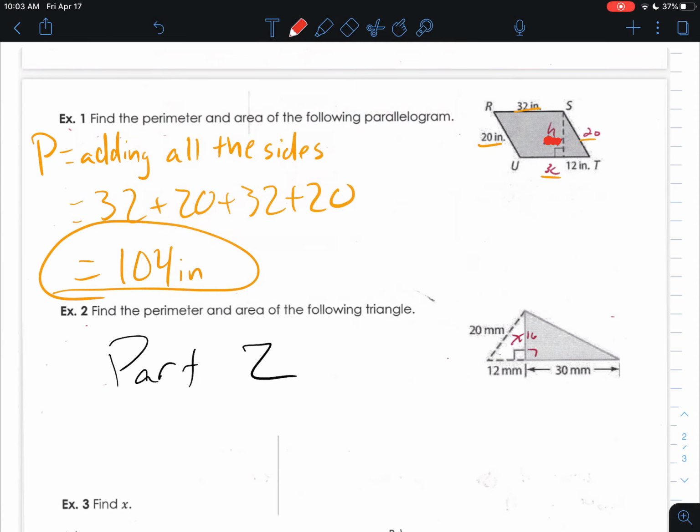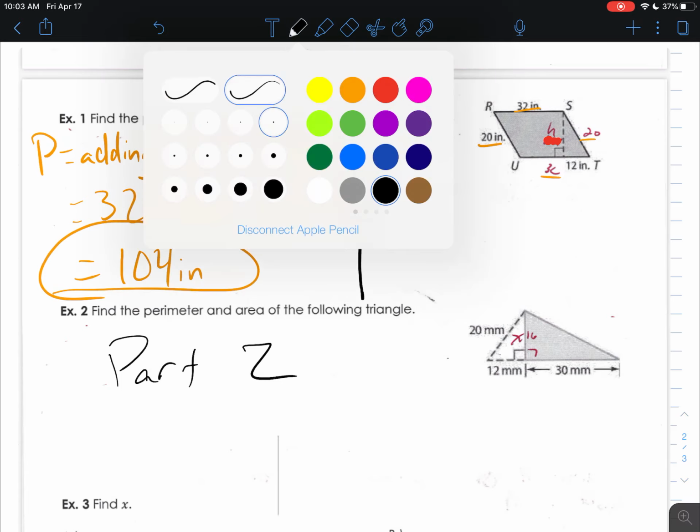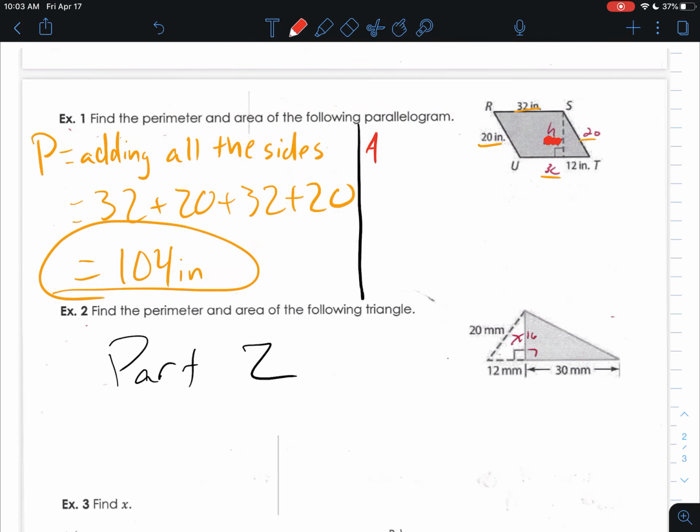Now, let's talk about area, because area of a parallelogram can get a little tricky. So, we have to understand that area is equal to base times height. In saying that, we have the base, it's actually 32. Now, we don't have the height yet.